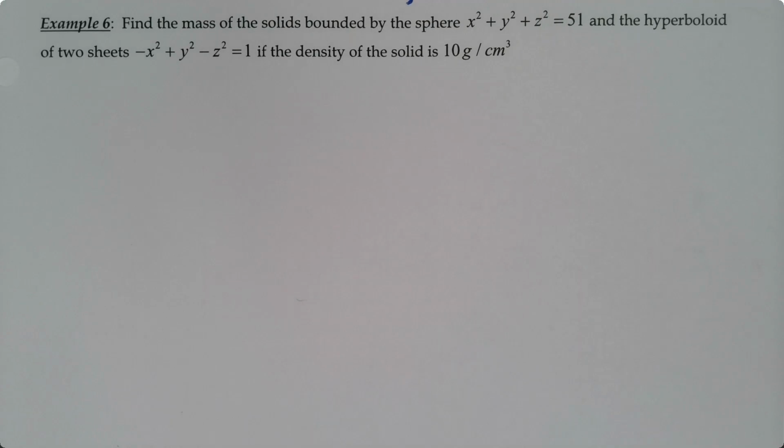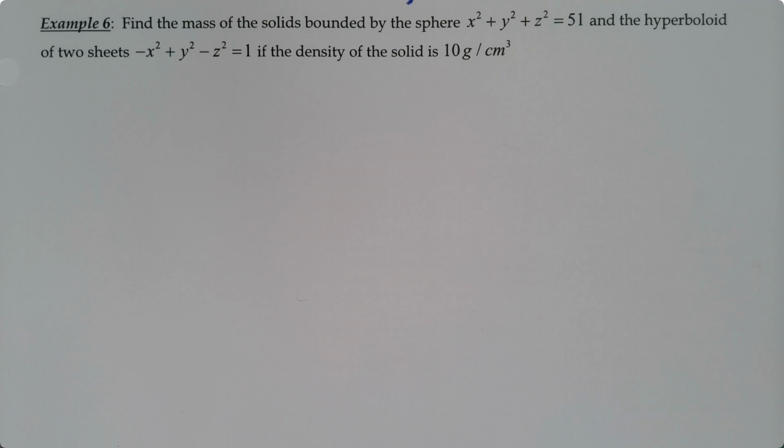In the last example, we had the YZ plane as the polar plane. This one is going to have the XZ plane as the polar plane. You'll see. We're going to find the mass of the solid bounded by the sphere x squared plus y squared plus z squared equals 51, and the hyperboloid of two sheets, which is negative x squared plus y squared minus z squared equals 1.